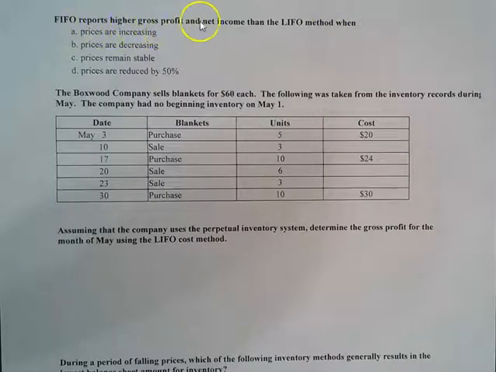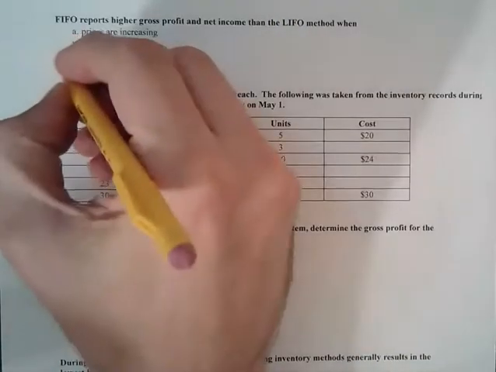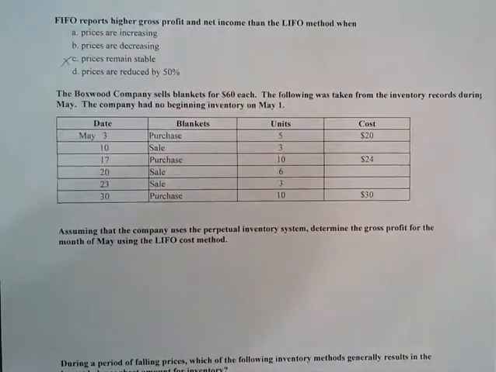FIFO reports higher gross profit and net income than LIFO when prices are increasing, prices are decreasing, prices remain stable, or prices are reduced by 50%. Okay, well, let's think about this now. If prices remain stable, it won't matter whether we use FIFO, LIFO, weighted average, it just simply won't matter. So we know that choice C is going to be wrong.